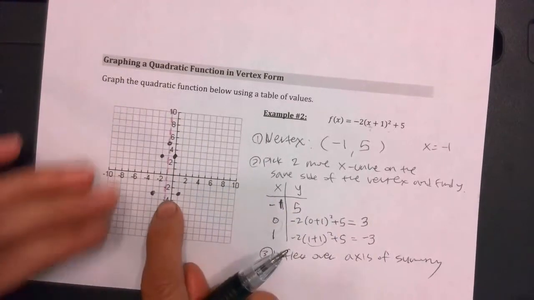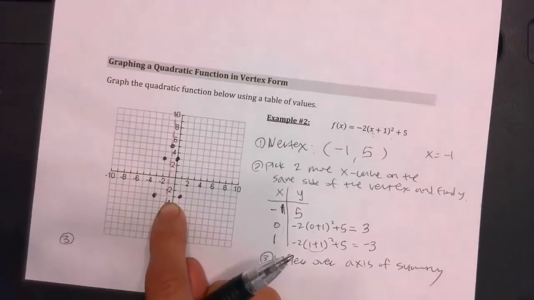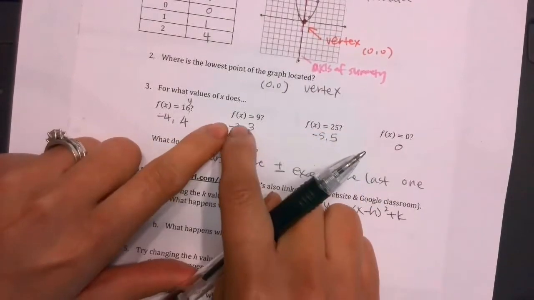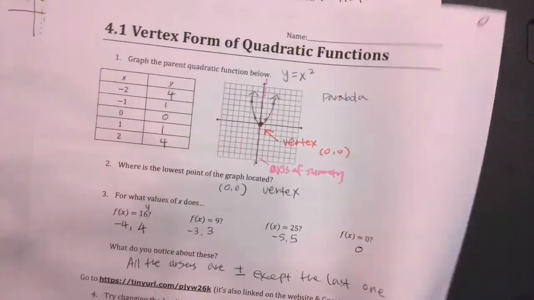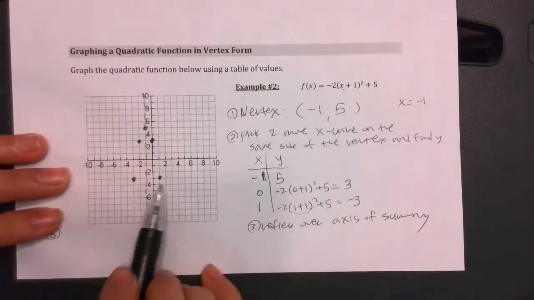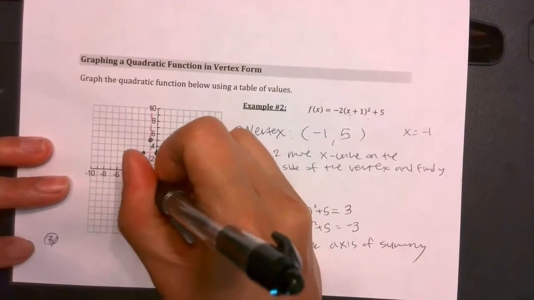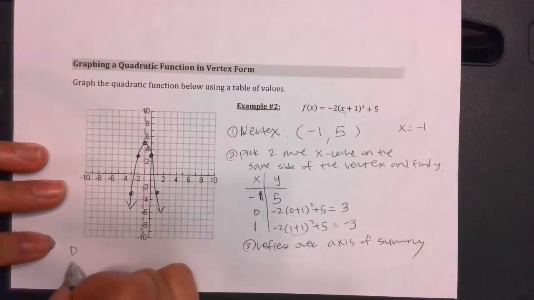Why can I do that? Because remember on the front page, we learned that the values are symmetrical to one another, and the axis of symmetry is what makes half of the graph fold onto the other. So that's a property we're using here. So I take it, reflect over the axis of symmetry, I take it, reflect over the axis of symmetry, and then you connect them. Cool? Let's find the domain and range as well.